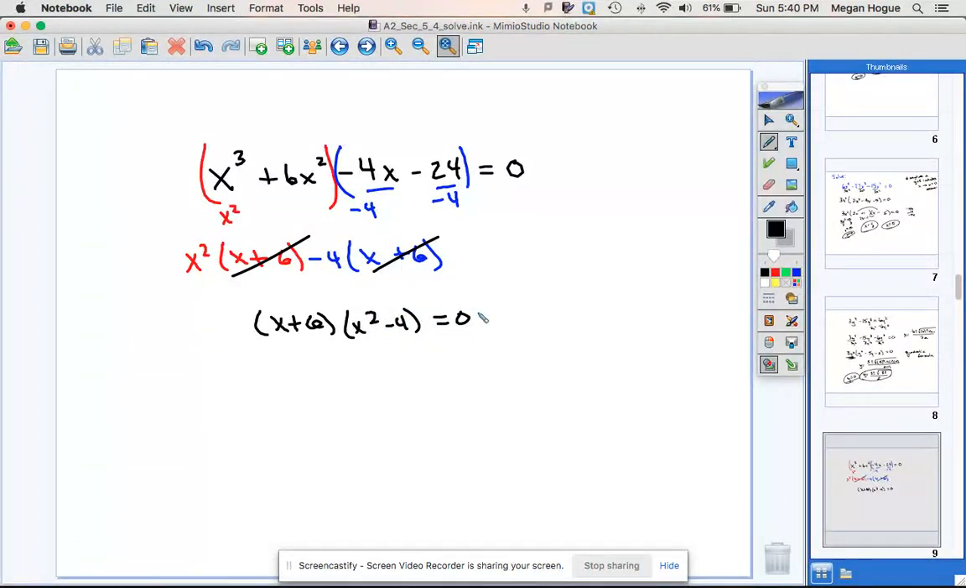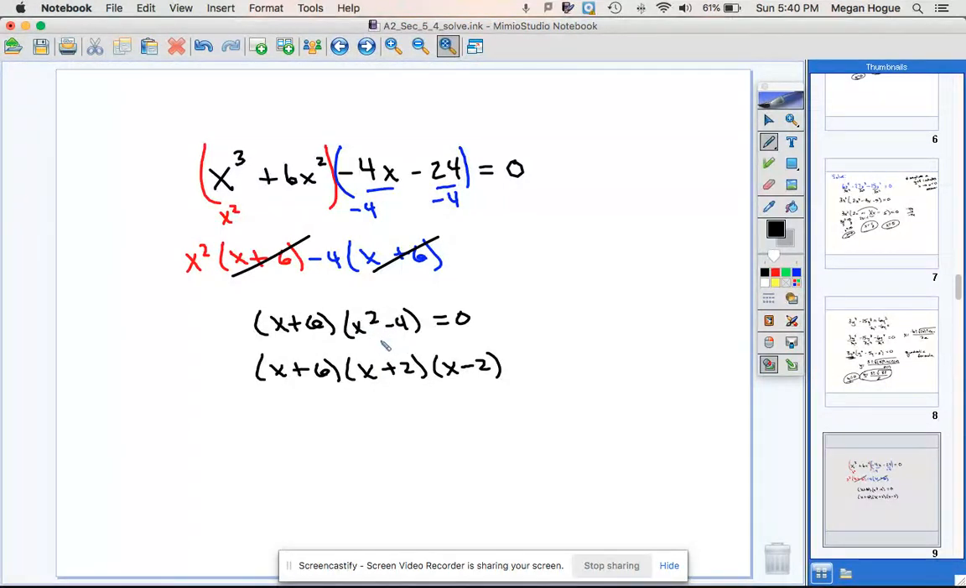Now at this step, you have a couple different options. This does factor, so I can keep factoring it. My other option is a little bit different. What I was doing a couple days ago, I was factoring this because I was asked to factor. But now since I'm solving, if I wanted to do a different method, I could.